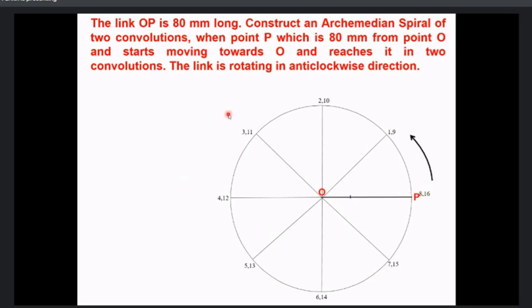Now the question remains the same. It is going from the outer periphery to the inner periphery. It is written very clearly: point P 80 mm from the point O, and start moving towards O. It is written that it is going to move from P to O, that is, from the outer periphery to the inner periphery. Your numbering must be from the outer periphery to the inner periphery side. Okay. So I will divide this into 16 parts.